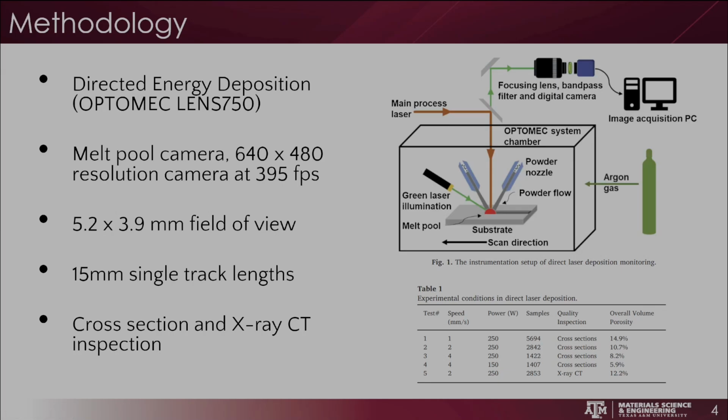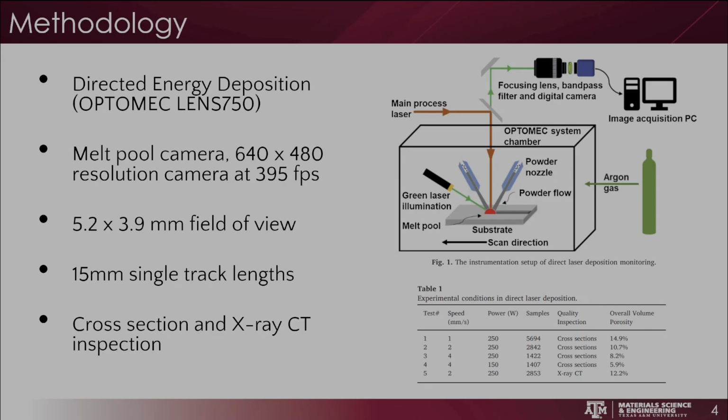The methodology for this paper was using directed energy deposition, specifically an Optomec LENS 750 machine, which blows powder at the substrate while using a laser to melt that powder as it converges on a central spot with a melt pool of roughly 660 microns diameter.